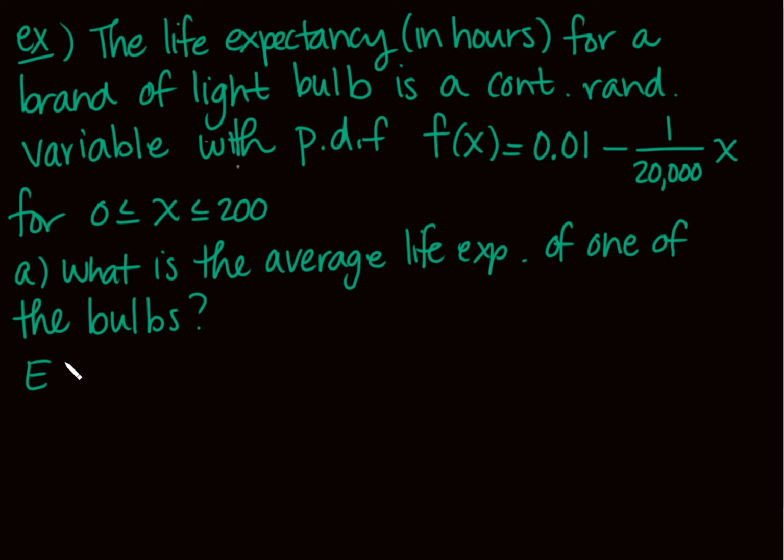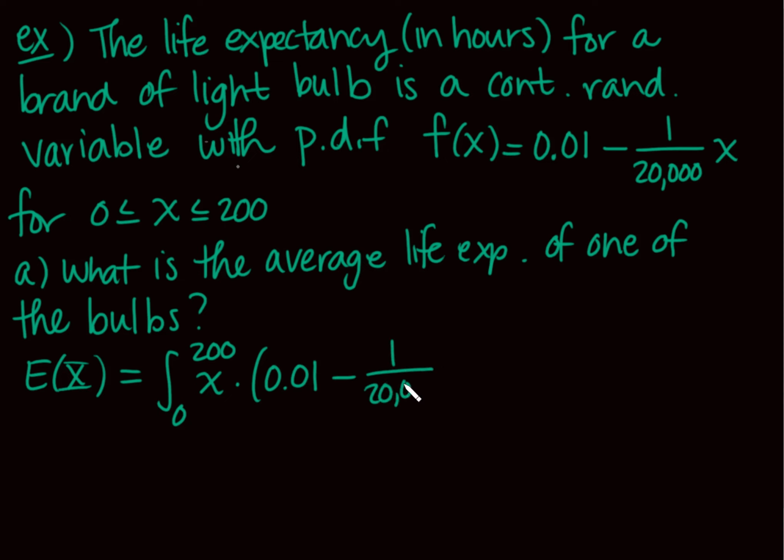So I just plug this in. My expected value is going to be the integral from 0 to 200 of x times my probability density function, which is 0.01 minus 1 over 20,000 x, dx. We could change that to a decimal if we wanted to. Okay, and because I'm running out of room here, I'm going to do a little bit of work to simplify.